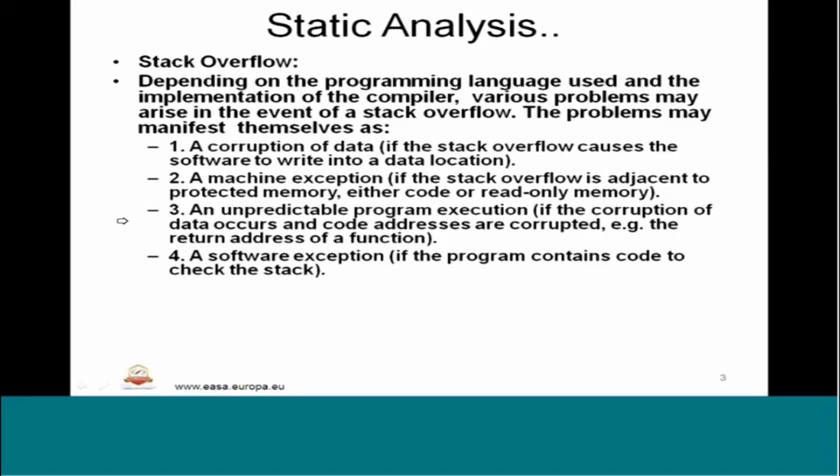Then, unpredictable program execution, that means the execution cannot be controlled. If the corruption of data occurs and the code addresses are corrupted, definitely the code can behave wayward. We don't know. The return addresses of a function can be corrupted and the return may be improper, etc. So definitely it's unpredictable. And the fourth type of issue will be a software exception.